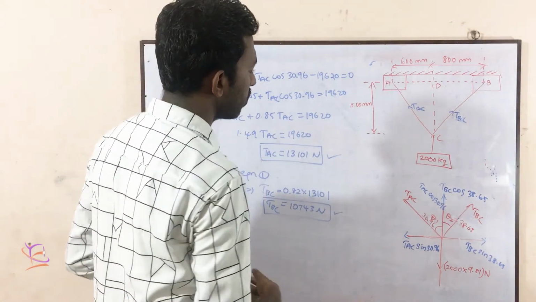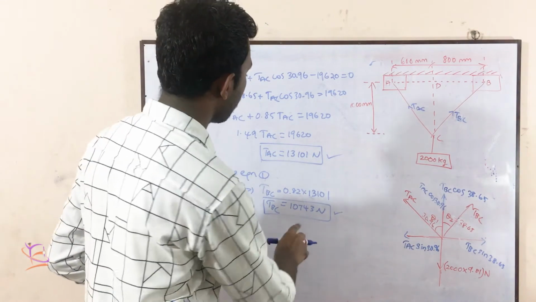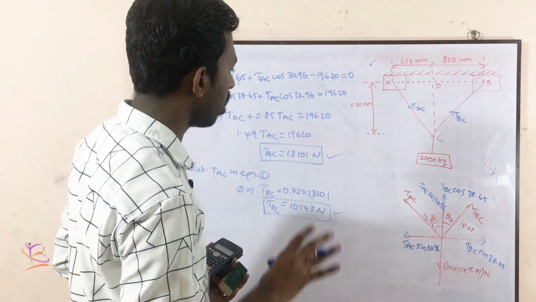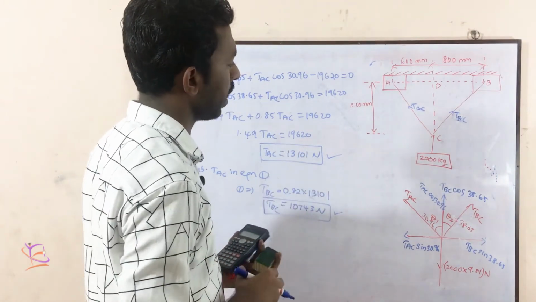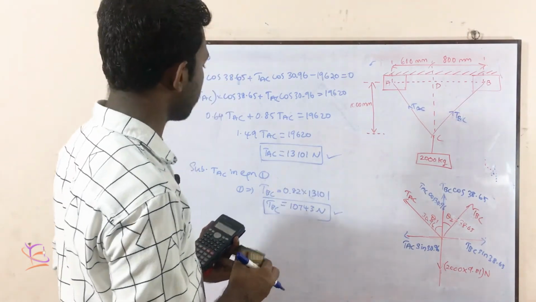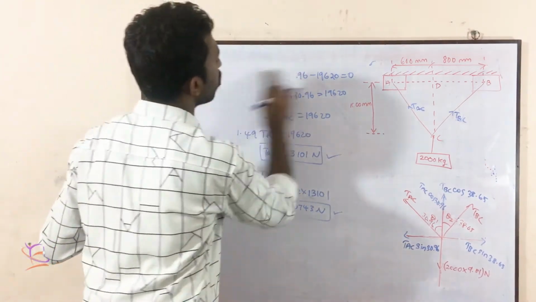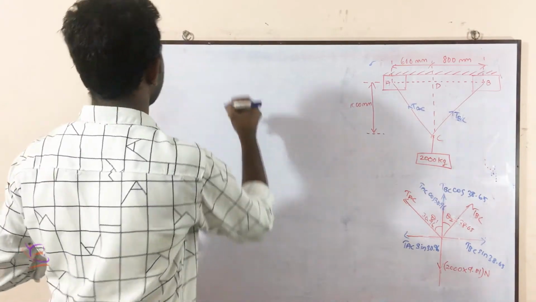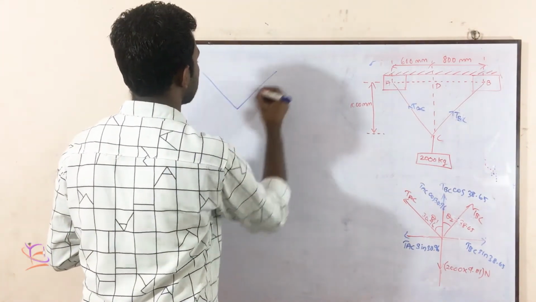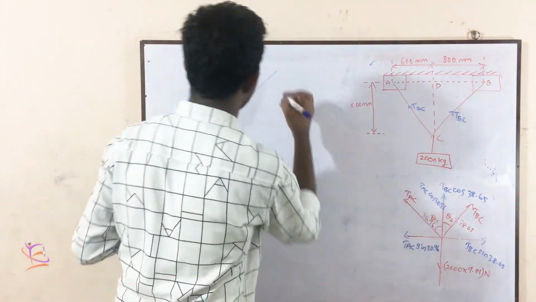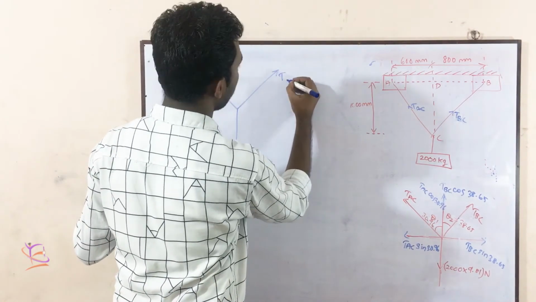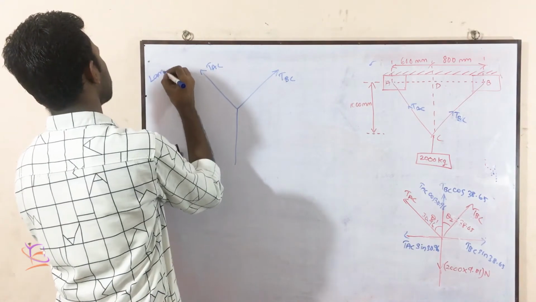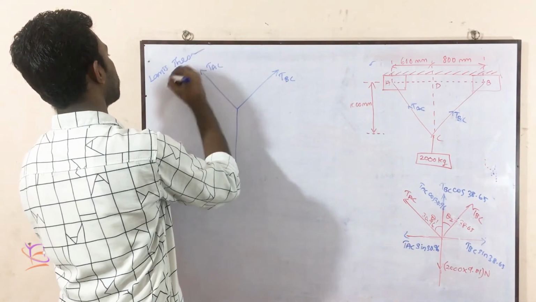You can do the same thing by means of Lami's theorem. How can we do? By using Lami's theorem. I am going to do one more freehand diagram for calculating by using Lami's theorem. So this is TBC, this is TAC. So here I am writing this by using Lami's theorem.